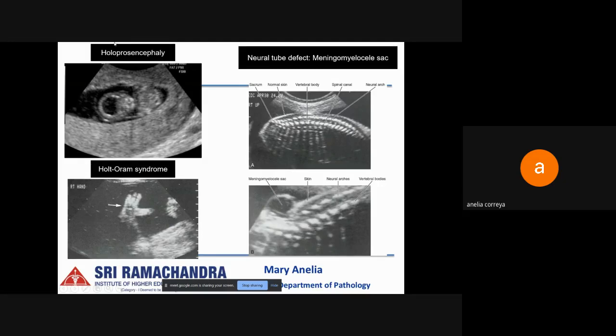Holoprosencephaly is basically a cephalic disorder in which the forebrain of the embryo fails to develop between the two hemispheres, resulting in a ventricular fusion. In this image, we're able to see a large anechoic area in the fetal brain. This is an image of a fetus having Holt-Oram syndrome. This syndrome comprises limb abnormalities along with congenital heart defects. Here we're able to see the fetus having 3 fingers with an abnormal position of the thumb. Another feature is seen in neural tube defects, in which we're able to see a meningomyelocele sac, which is seen to protrude above the skin.